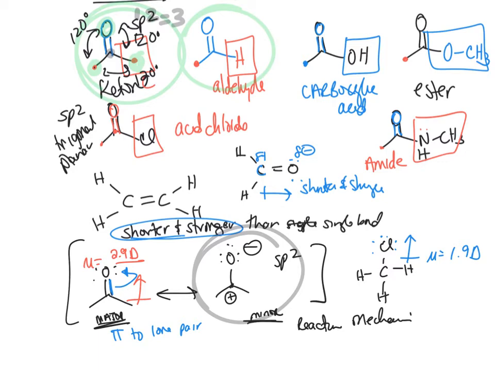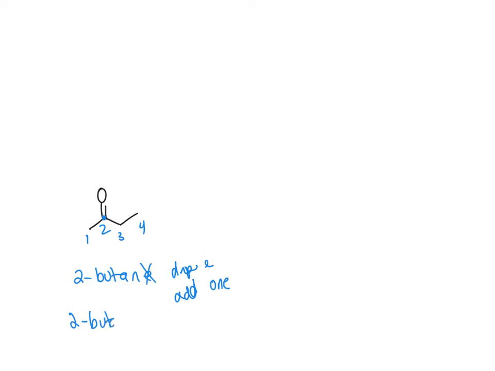You're going to also need to know nomenclature. I don't normally go over nomenclature, I just let you review that. So we can look at it real quick and then you can do more problems. But here you have to include your carbonyl, and you want it to get the lowest number. So 1, 2, 3, 4 is your longest chain, and you would say 2-butane. We're going to drop the E because it's a ketone, and we're going to add -one. So this is 2-butanone.